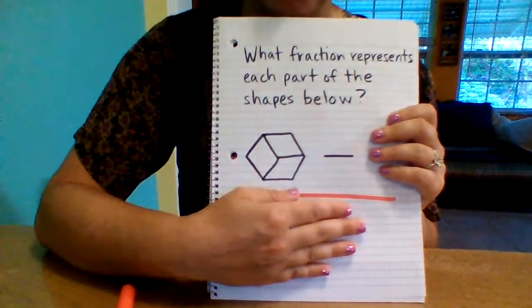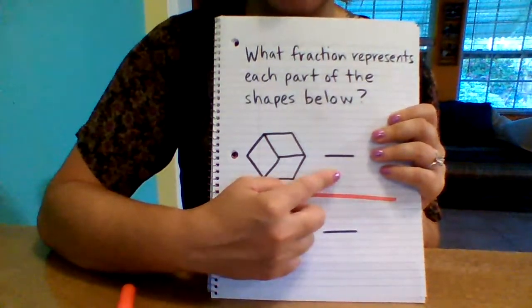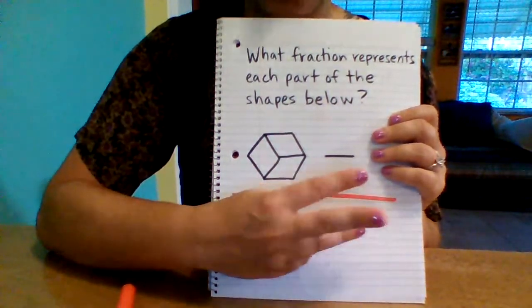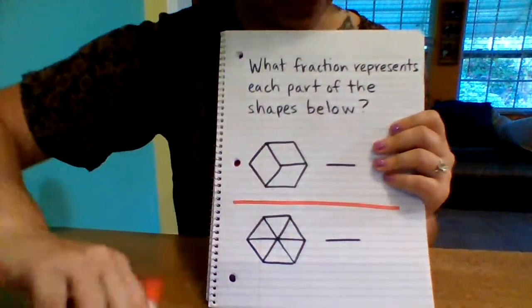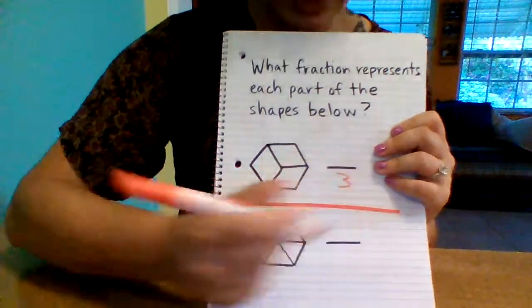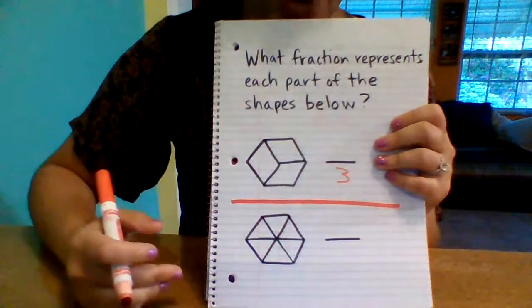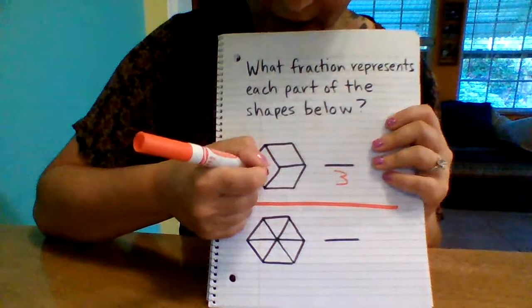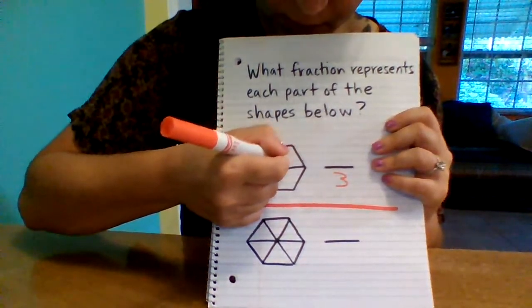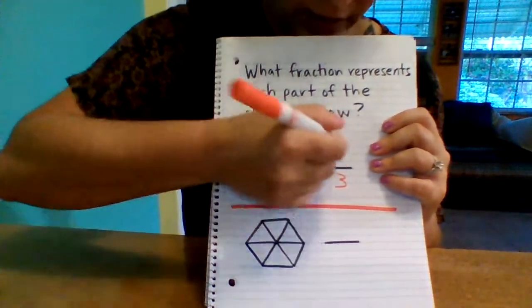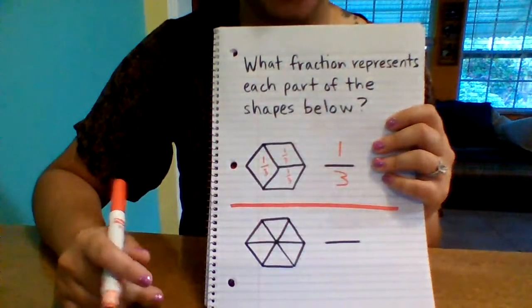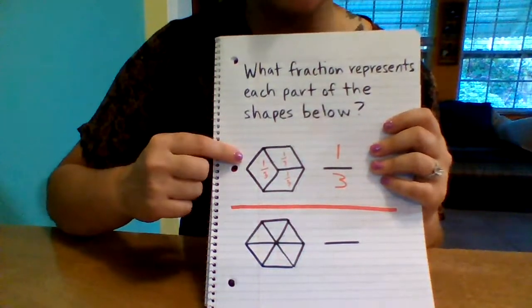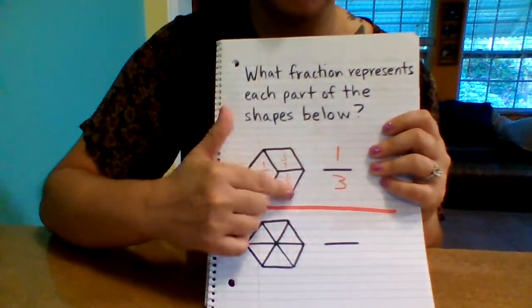Okay, this is the basic rule for writing a fraction. Your denominator, the bottom number, is the number of parts in the whole. So how many parts are in this whole shape? 3, right? 1, 2, 3. So our denominator is 3, okay? Each part, that means each part individually, is 1/3. Okay, so the answer to this question would be 1/3. Each part of the shape below is represented by the fraction 1/3.